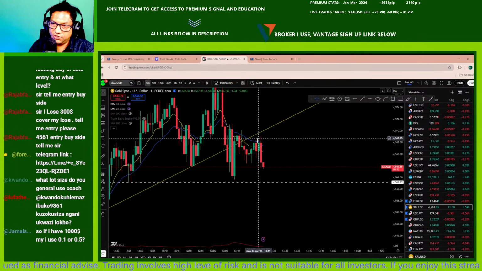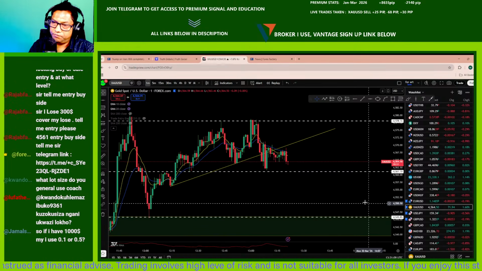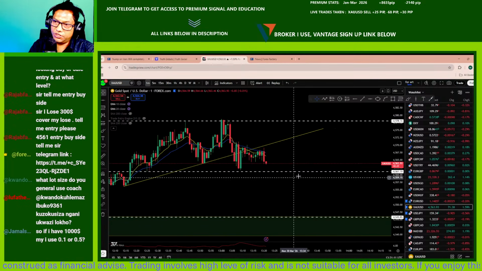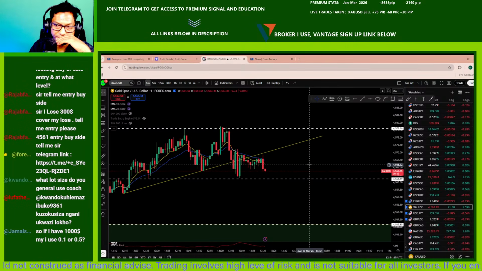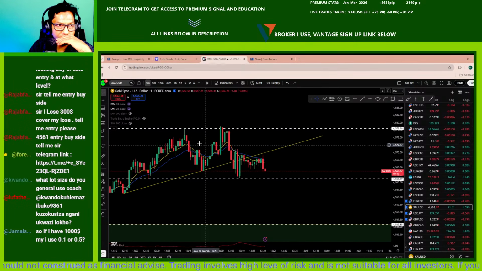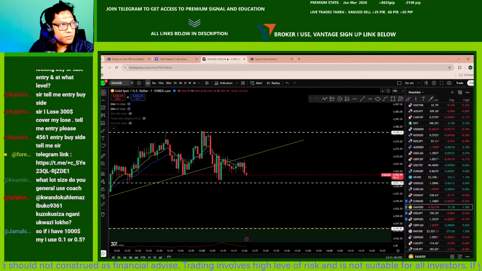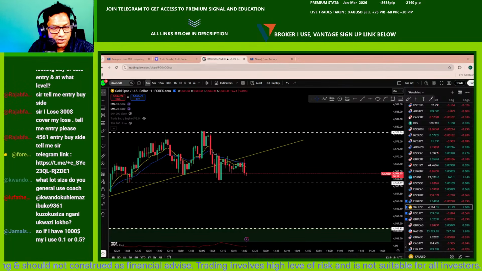This is a bearish price action in that area, but this is an established uptrend. It might be a little difficult to sell in an established uptrend.